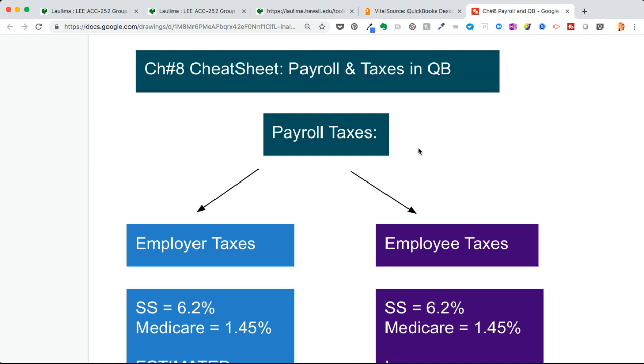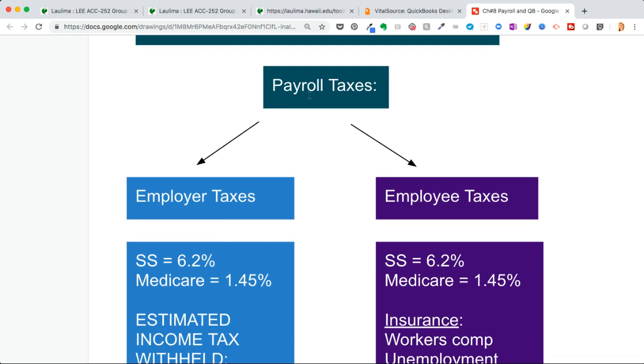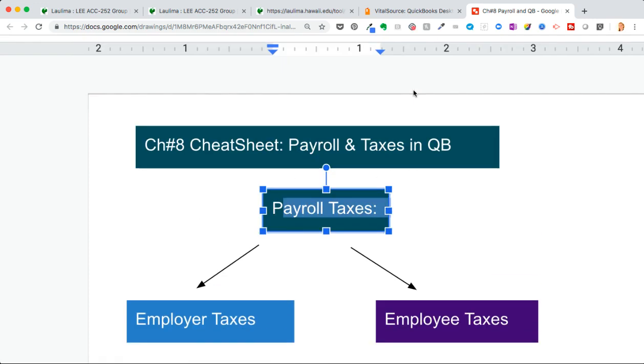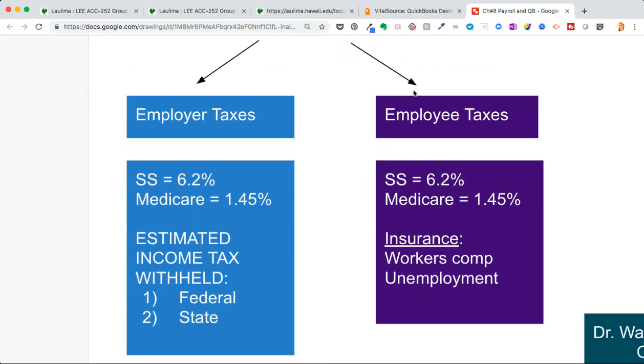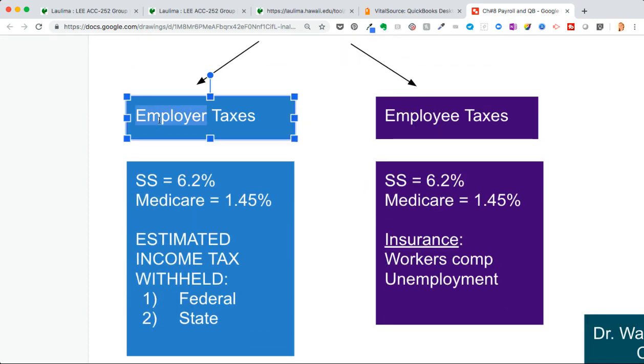So here's the cheat sheet. And I'm going to take a step back and talk about payroll taxes so that you have a little more information to know what you're doing in QuickBooks. So first, there are two types of payroll taxes when you're paying someone. There's the employees' taxes and the employer's taxes.